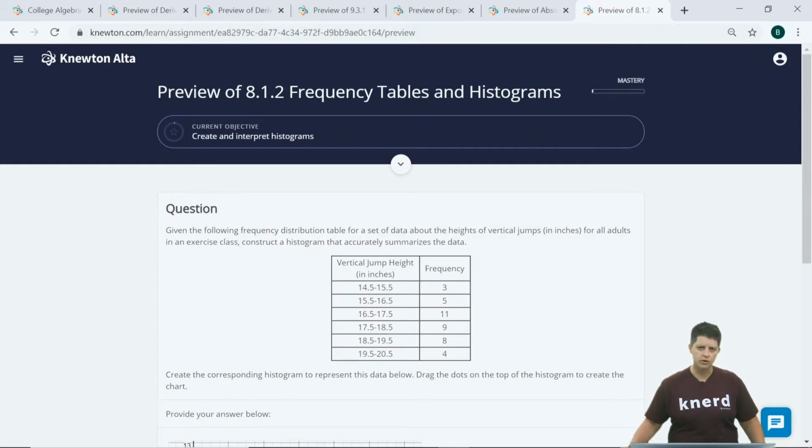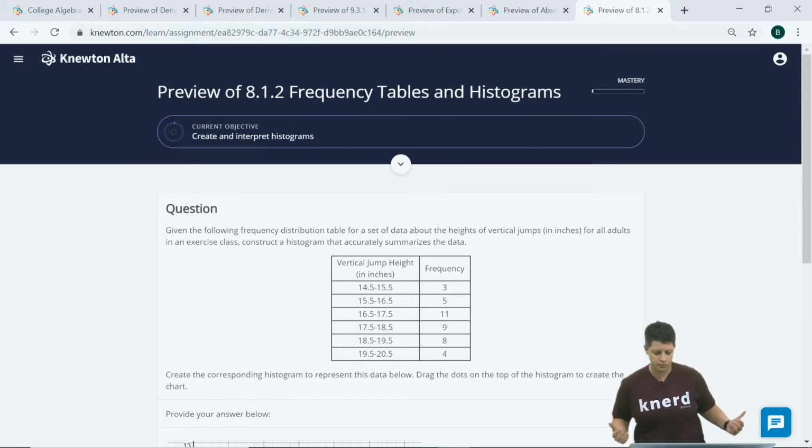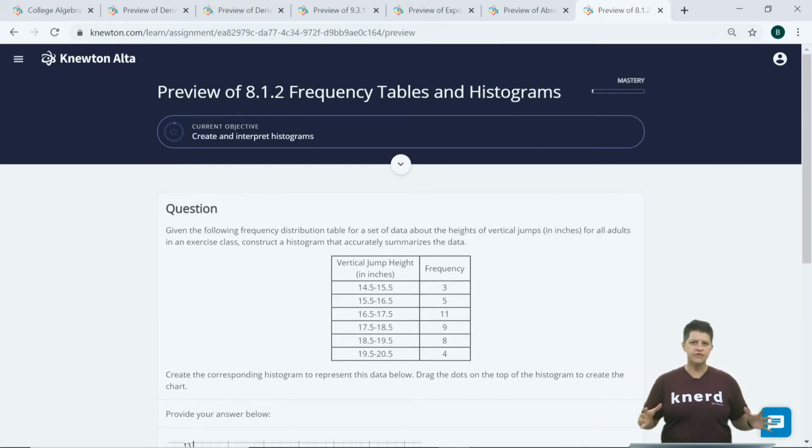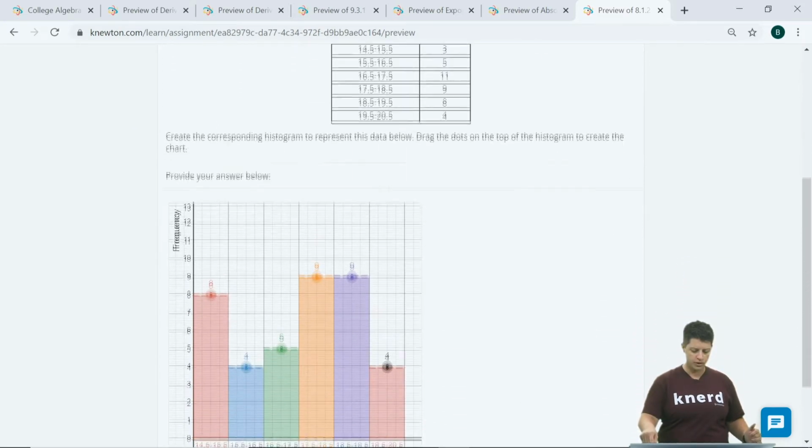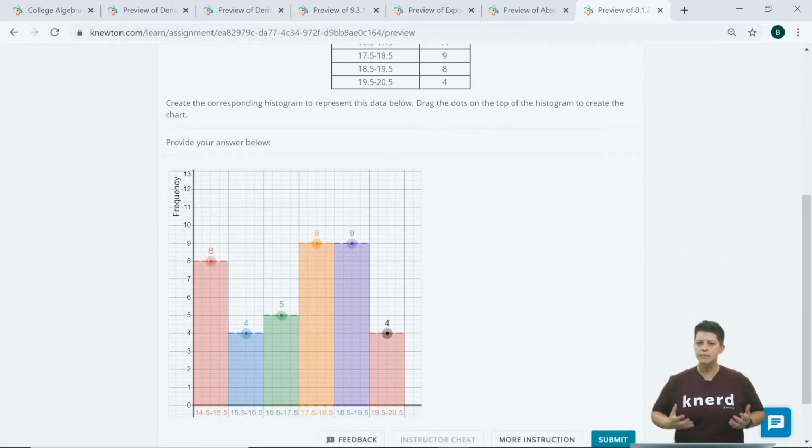Throughout the assignments in Newton Alta, you may encounter Desmos questions periodically. Desmos is an interactive way to interact with the material. We're going to look at a couple different examples. So here, the first one, you see a histogram, which is a type of graph.